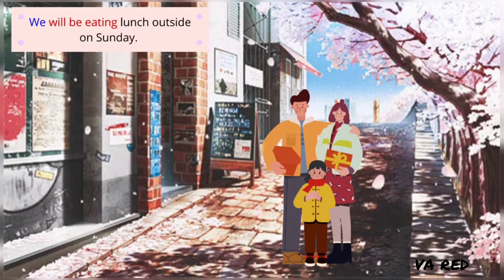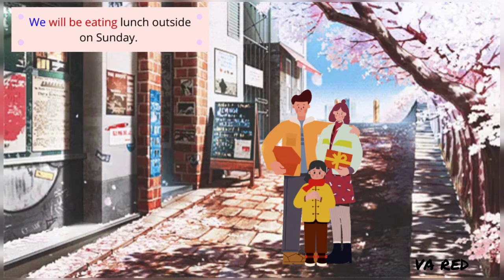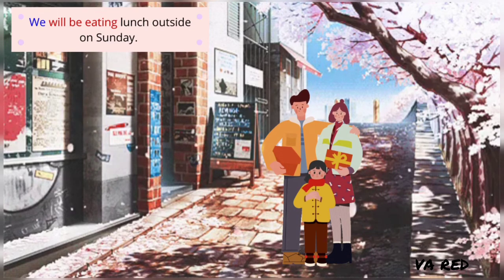Like for example, we will be eating lunch outside on Sunday. We is the subject, will be is the helping verb, and eating is the verb in present tense form.